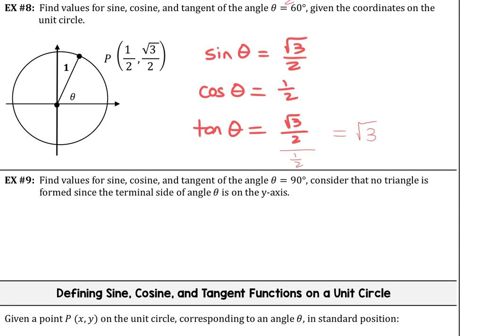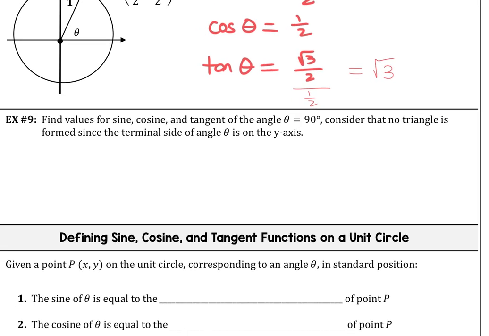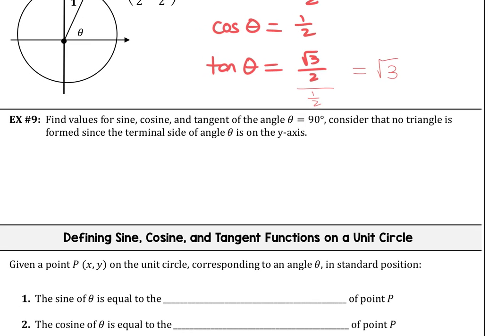So we've done 30, we've done 45, we've done 60. We want to find the values of sine, cosine, and tangent for 90 degrees. And then from there, enjoy your nice winter break. And then from there we'll figure out sine, cosine, and tangent.